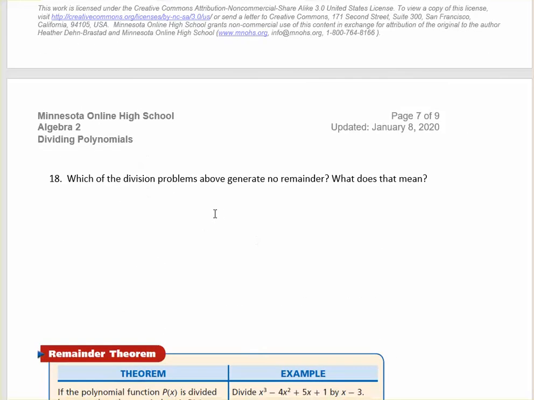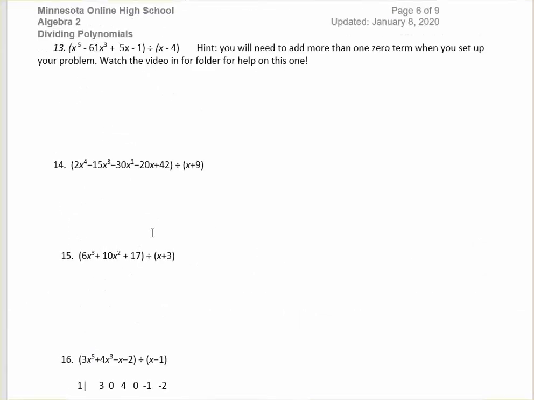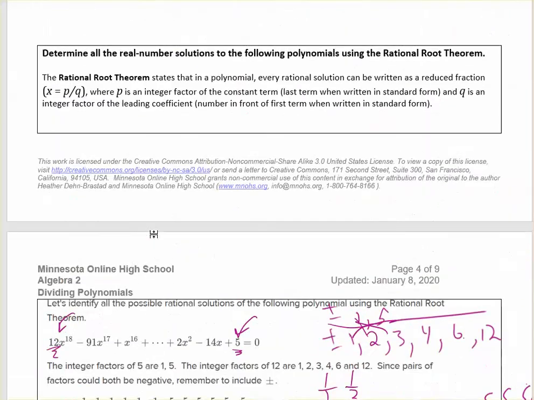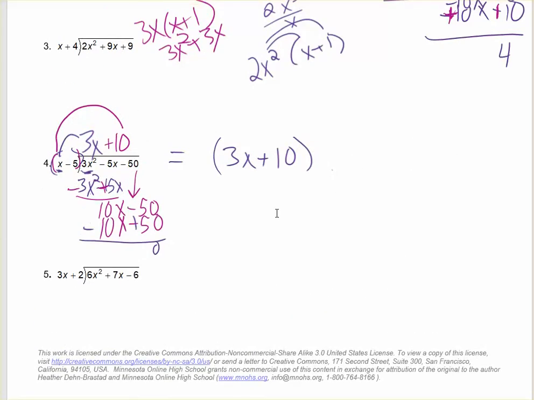Number 18 says, which of the division problems above generate no remainder? What does that mean? I don't know if you'll get any in the synthetic division that had no remainder, but we did have one when we did long division that had no remainder. Which one was that? Number 4 had no remainder.